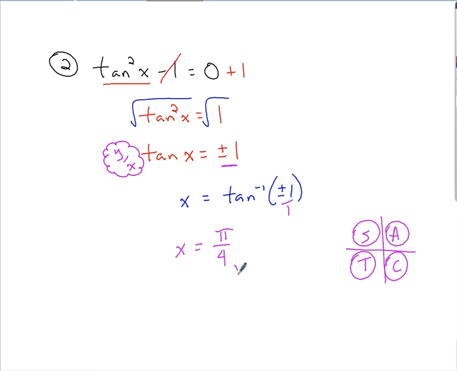That's the first quadrant. The second quadrant would be 3 pi over 4. Third quadrant would be 5 pi over 4. Finally, fourth quadrant would be 7 pi over 4. There are all your possible solutions over the interval 0 to 2 pi.